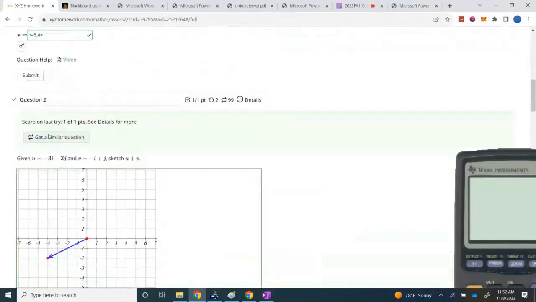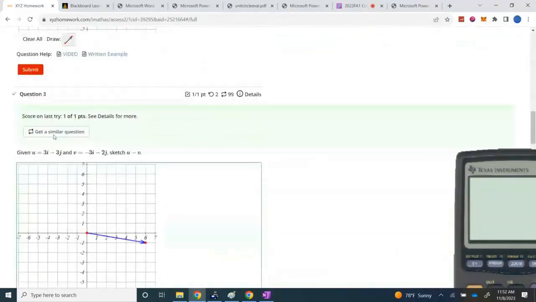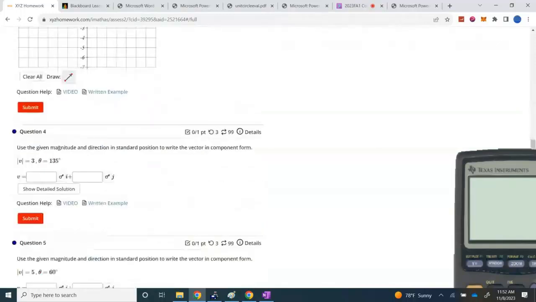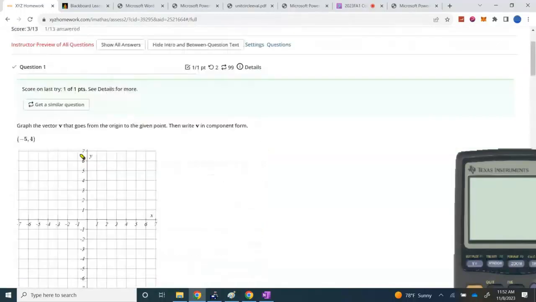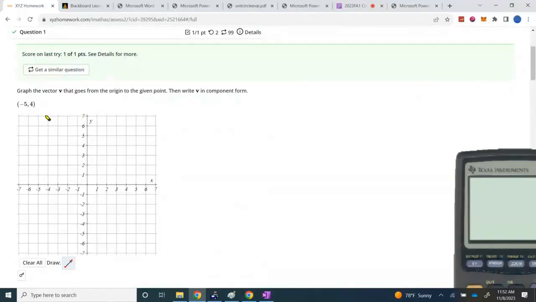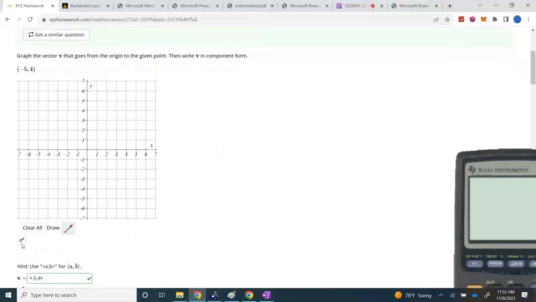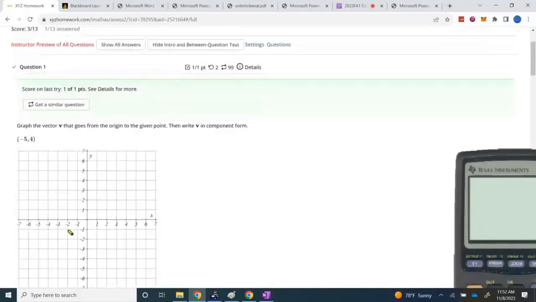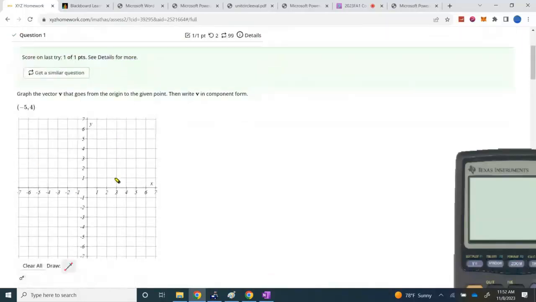All right, so the first couple of problems, they want us to graph. For problem number 1, it says graph the vector V that goes from the origin to the given point, then write V in component form. Component form is just using those angle brackets. So I want to graph this -5, 4.